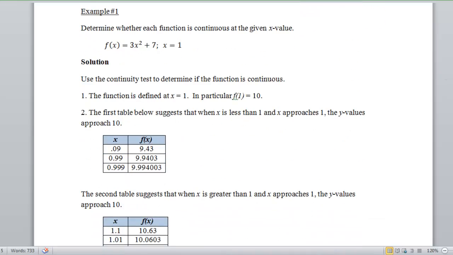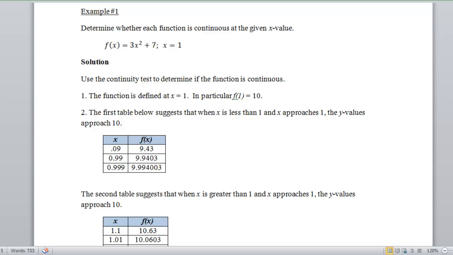Alright, example 1. Determine whether the function is continuous at the given x value. Here we have a fairly straightforward quadratic function, f of x equals 3x squared plus 7. That quadratic function is going to move up 7 on the y-axis, and it's going to be a little bit steeper with the 3 as a leading coefficient. We want to know if this is continuous at x equals 1.